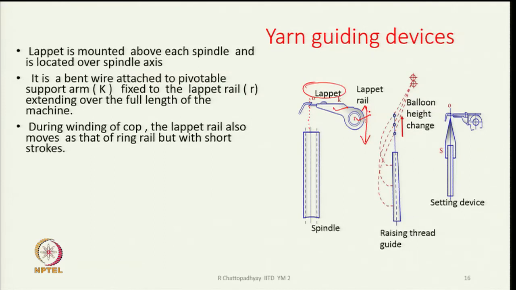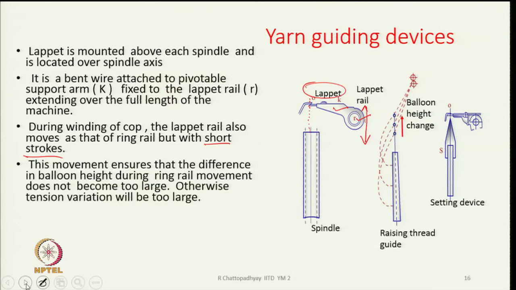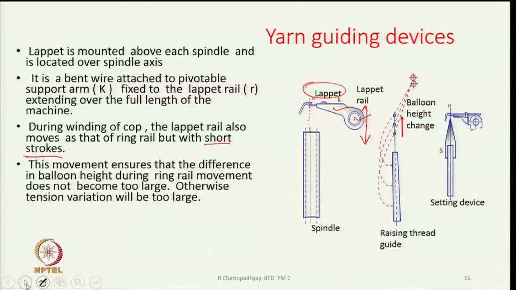So as the ring rail moves up and down, we need to also move the lappet rail as well, but with short stroke. We will see that when we discuss the winding part of the bobbin, then we will come to know why we need to move it up and down. The reason has also been given here: the movement ensures the difference in balloon height during ring rail movement does not become too large.